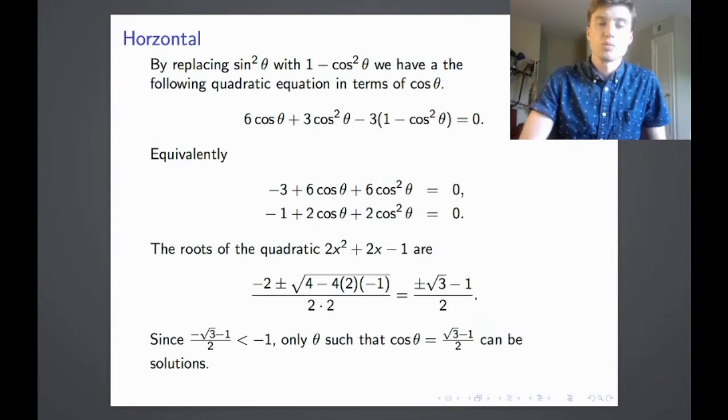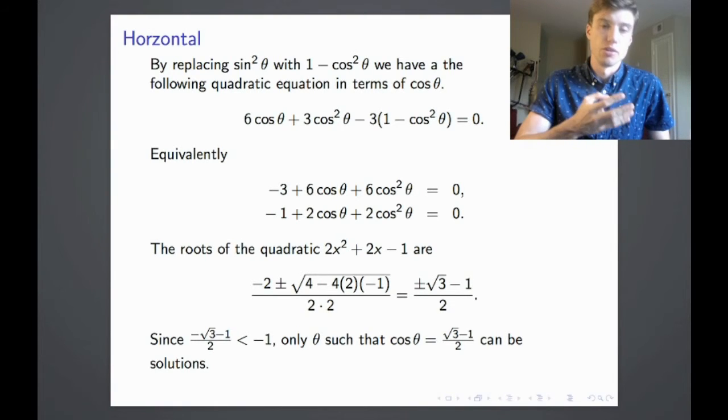Now, we made the relation cosine theta is equal to x. And this particular solution, the negative square root of 3 minus 1 over 2, is less than negative 1. Thus, there is no value of theta which is equal to this particular value. The only solution in terms of x that corresponds to a real solution to our equation negative 1 plus 2 cosine theta plus 2 cosine squared theta will be the value of x which is the square root of 3 minus 1 over 2.